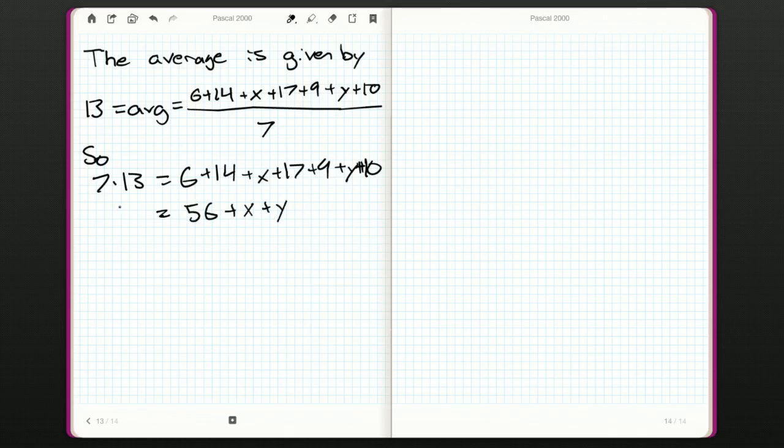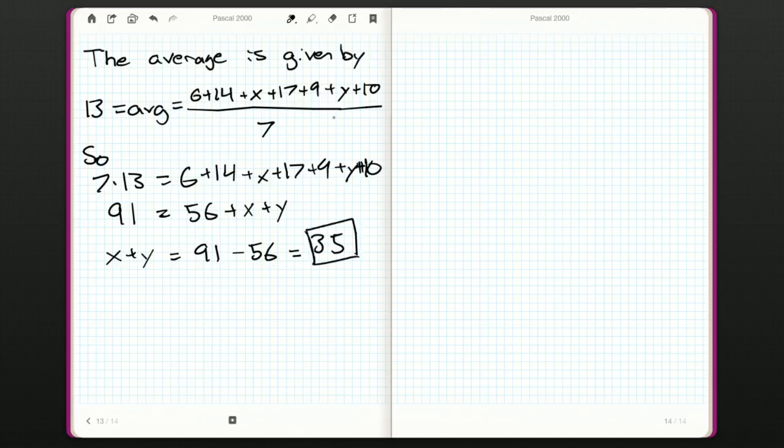And 7 times 13, that is, I believe, 91. But we'll just double check. Yeah, 91. So rearranging, x plus y is going to be the same as 91 minus 56, which is something like 35. Yes, 35. So although we don't know what x is, we don't really care. We know what x plus y is. And we took this approach because we know to find the average, you have to add up all the terms, and that will mean somewhere in there we add an x and a y.